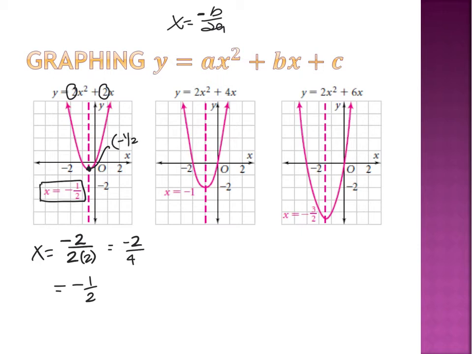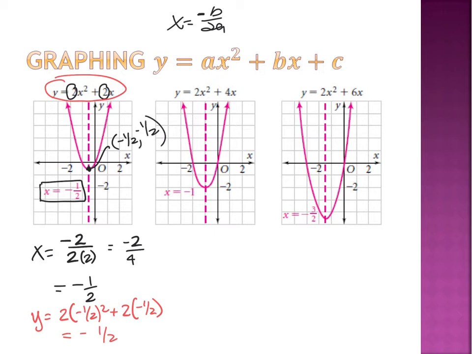And then to find the y coordinate, all I would have to do is plug that back into this original equation. So I could say that I have y equals 2 times a negative 1/2 squared plus 2 times a negative 1/2. And if I simplify that, I end up with a negative 1/2. So my coordinate for my vertex then is going to be negative 1/2, negative 1/2.